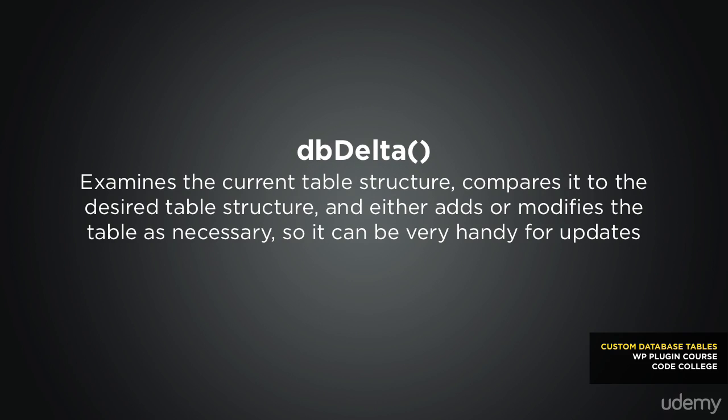After we include that, now we can call this new function dbDelta. So dbDelta, let's look at that. The dbDelta function examines the current table structure. It compares it to the desired table structure and either adds or modifies the table as necessary. So it can be very handy for updates.